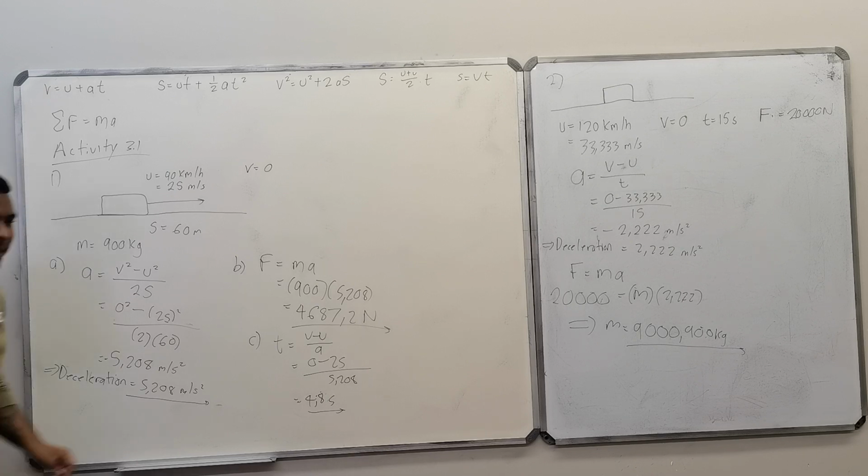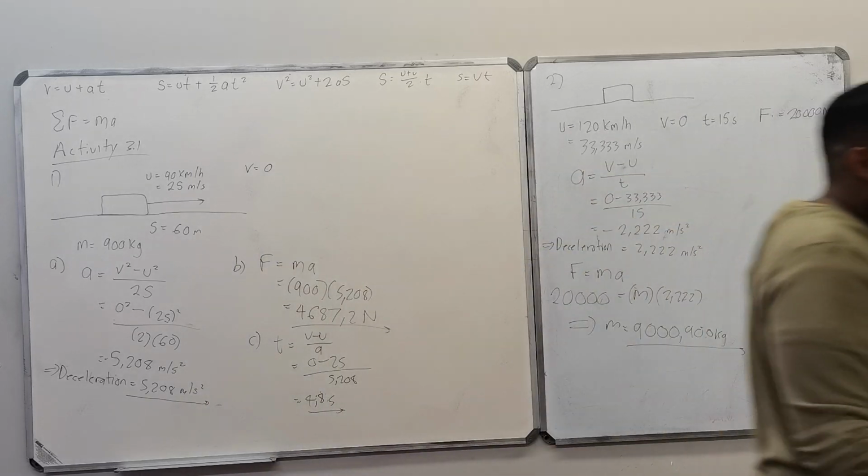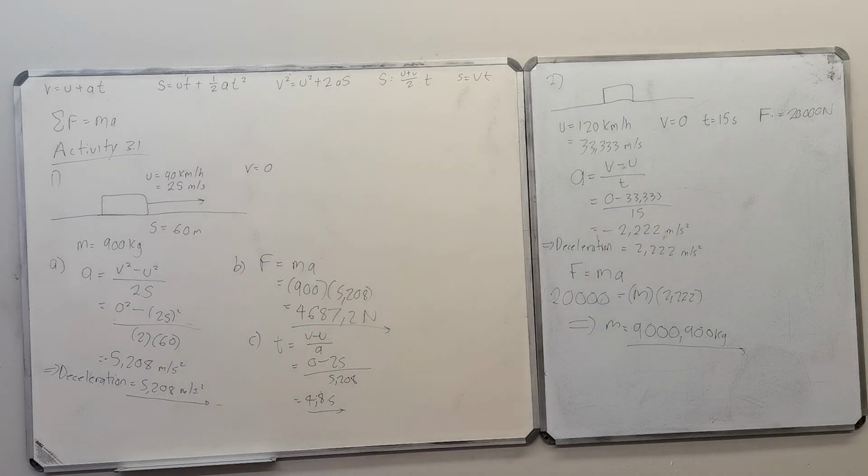Let me check it. Oh, so you mean for the acceleration you use a different formula? Yes, you use the S formula. Okay, so you solve for S, then you use a different formula for A. That's fine. So you said V squared minus U squared all over 2S. Yeah.